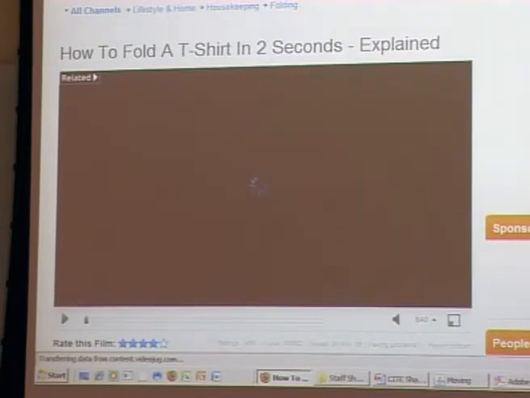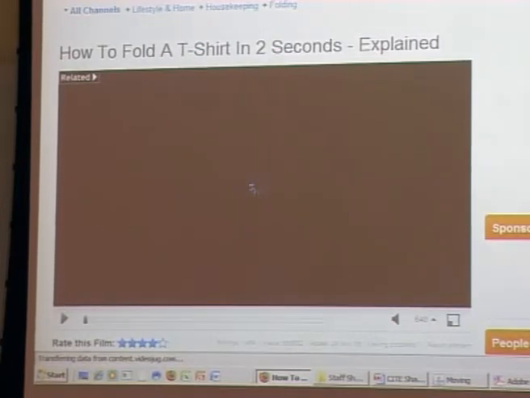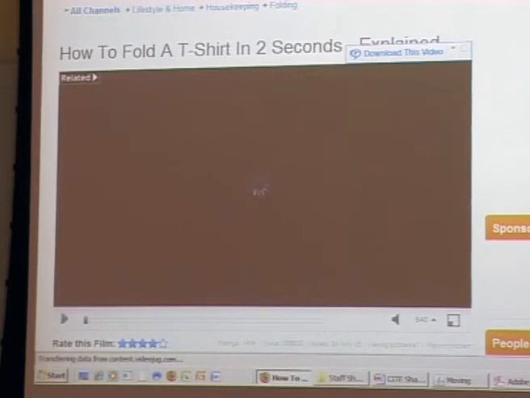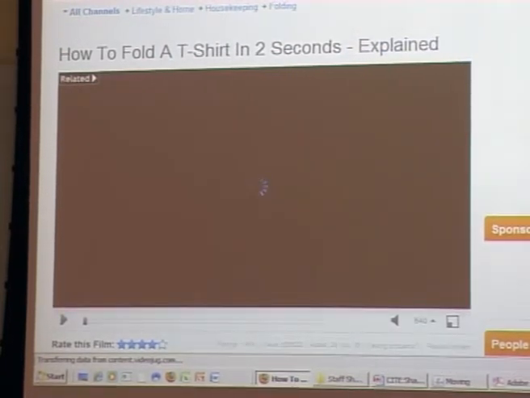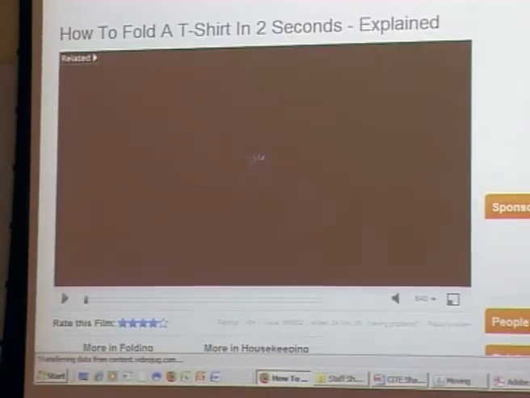We folded many t-shirts back then. Normally it doesn't take so long. These few days the internet is very slow.